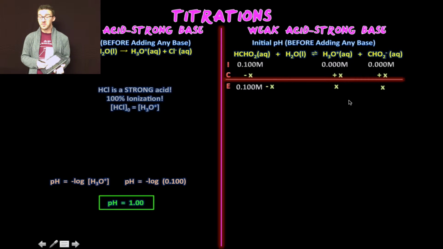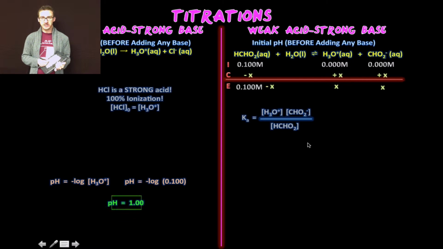In order to determine the pH, we need to know what X is equal to, what the hydronium ion concentration is. It's not going to be 0.1 molar because this is a weak acid. So we're going to turn to our Ka expression. We're given the value for the Ka of formic acid to be 1.8 times 10 to the minus 4.